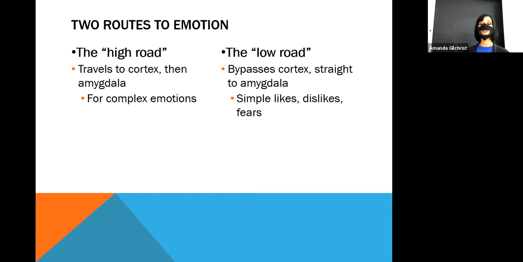Now compare that to the low road. The low road doesn't even use the cortex. The amygdala processes it right away. And this is going to be for simple likes, dislikes, and your fears.